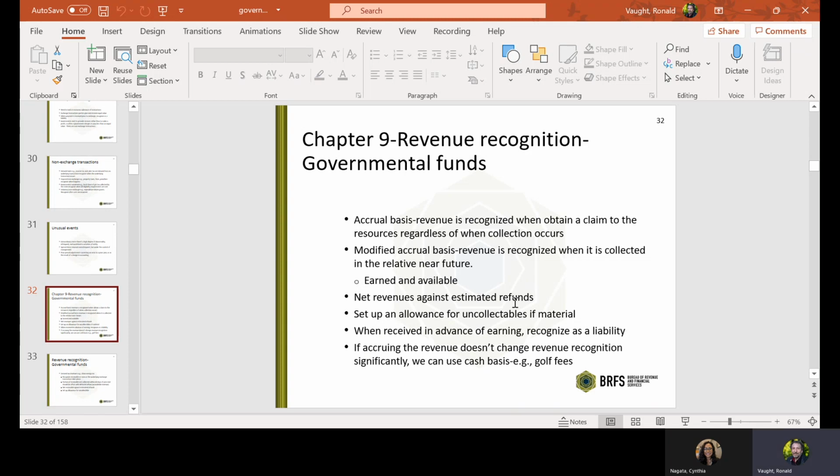Now, for us, if you look over the enterprise funds, technically for budgetary schedules that should be modified accrual revenue recognition, but we just basically use accrual for them. The places where we focus on modified accrual revenue recognition is like property taxes and assessments. So that's where you see it.